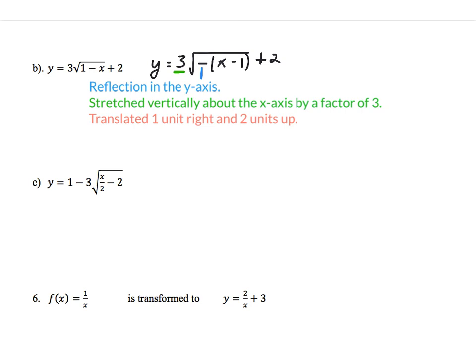Not a bad idea to get in the habit of stating it already, because after high school, you may be looking at stretches around other lines rather than just the x and y axes. And then finally we have the translation from the two terms that are added and subtracted.